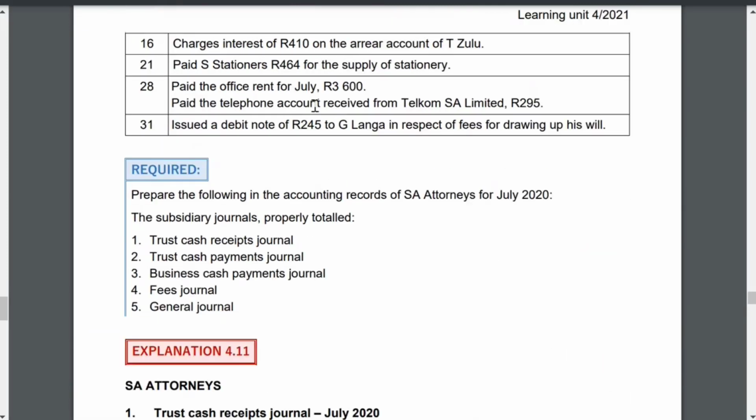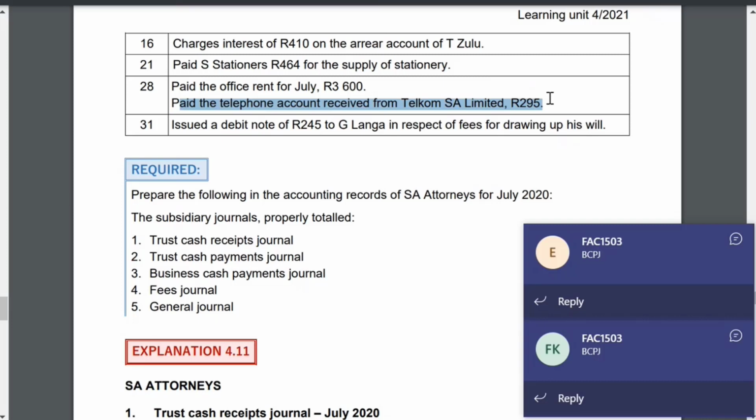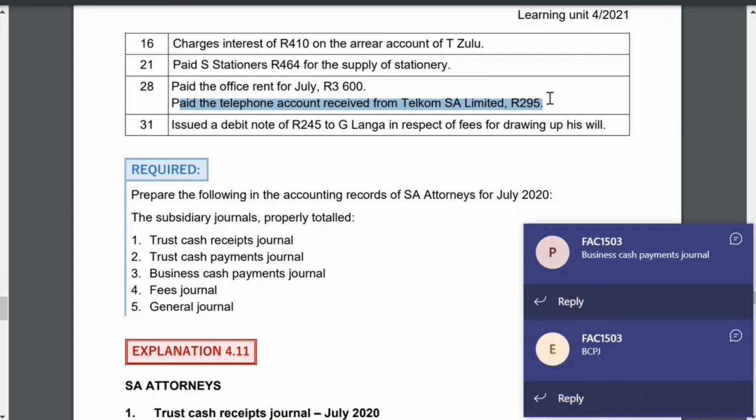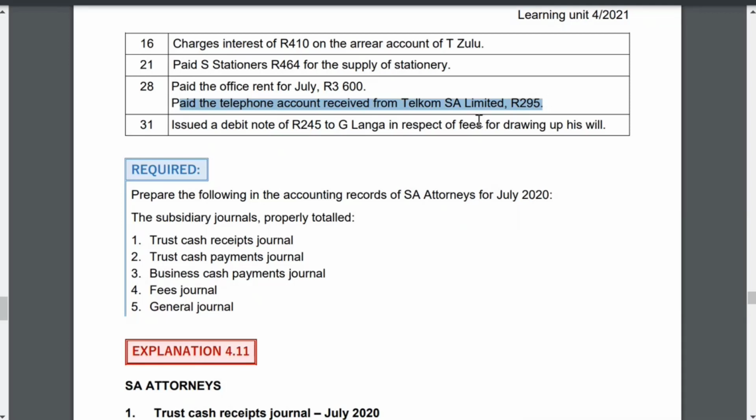And then paid telephone account received from Telkom SA Limited, 295. Where would you record this? Faith, Business Cash Payment Journal. Alicia, Business Cash Payment Journal. Bali saying Business Cash Payment Journal. Tepiso, Business Cash Payment Journal. Guys, well done. It is Business Cash Payment Journal.